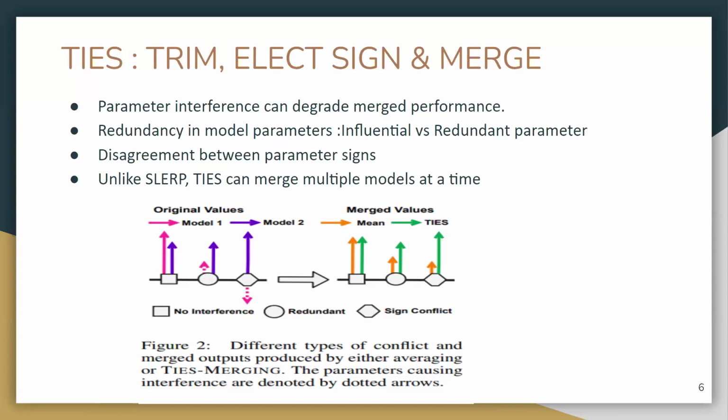Okay, so this is not actual embeddings. Yeah, this is a parameter. For example, this pink is model 1 and purple is model 2's parameter.